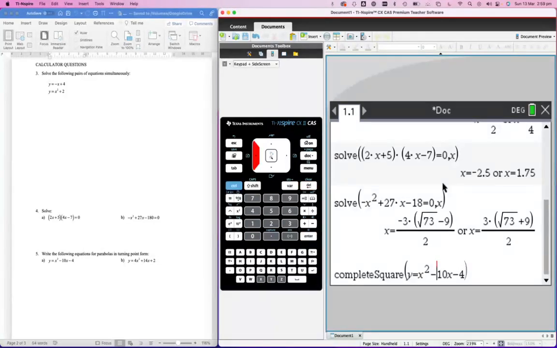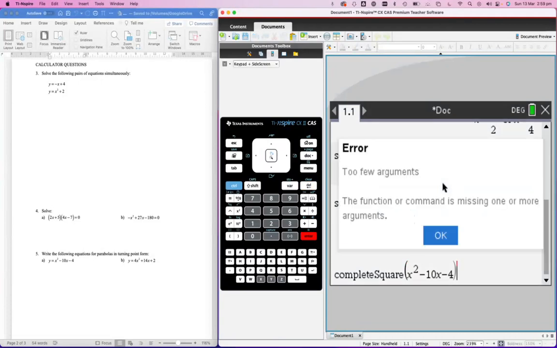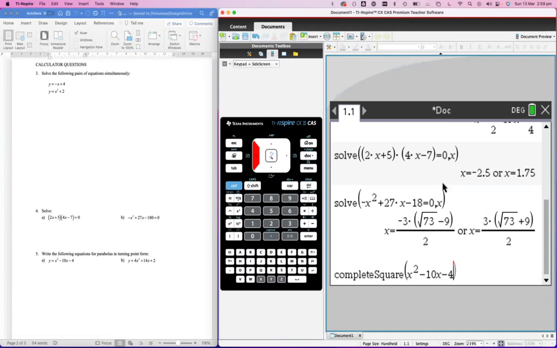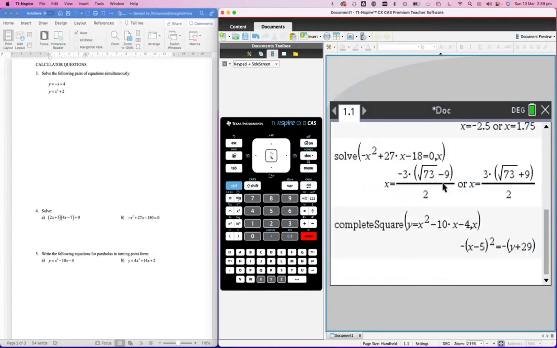I think actually it doesn't have the y equals, so I think you just put in the expression x squared minus 10x minus 4. Press return. Y equals, and then a comma x. I really should have practiced this beforehand, shouldn't I? There we go. So you're completing the square with respect to x. So this is what it looks like.